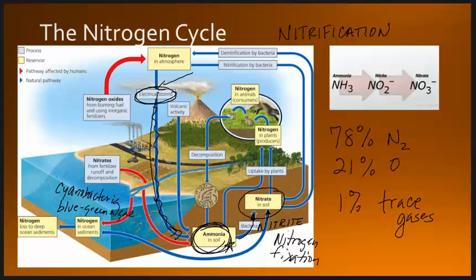Okay? So this denitrification process takes place here, and then boom, denitrification by bacteria happens up here. Okay, so denitrification is a way for nitrates in soil to go back into the atmosphere. Okay, nitrification by bacteria is a way for nitrogen to come from the atmosphere into the soils.